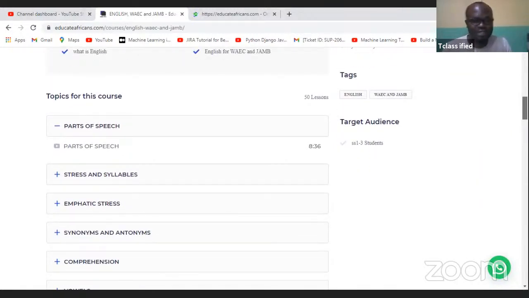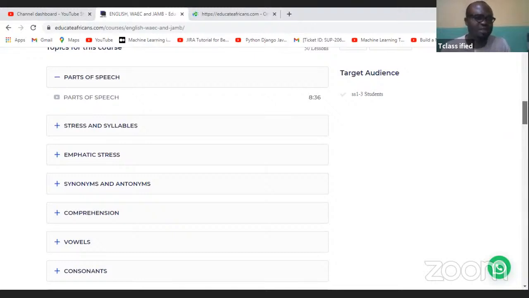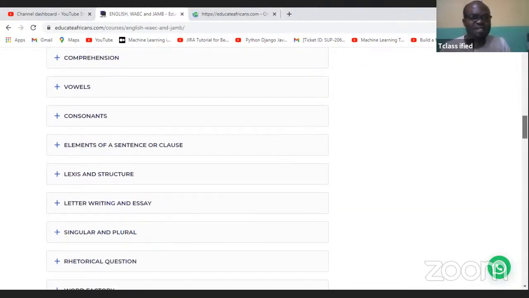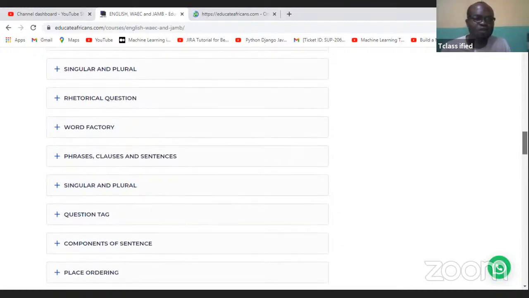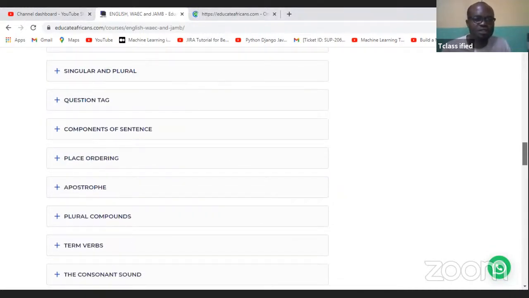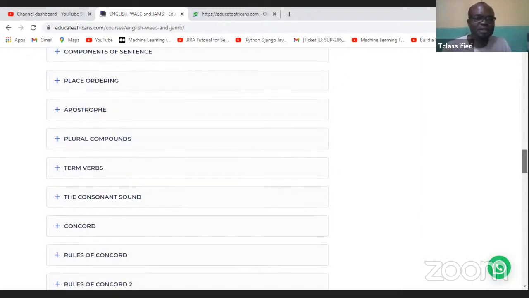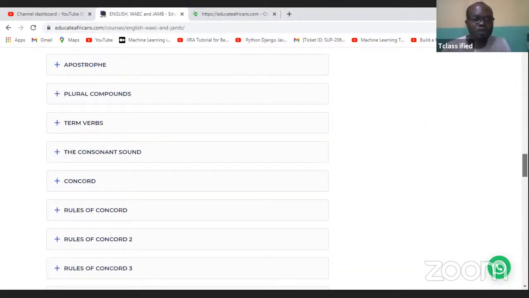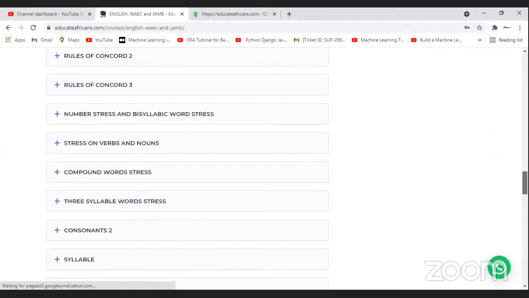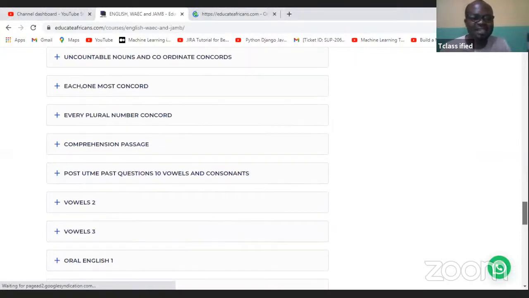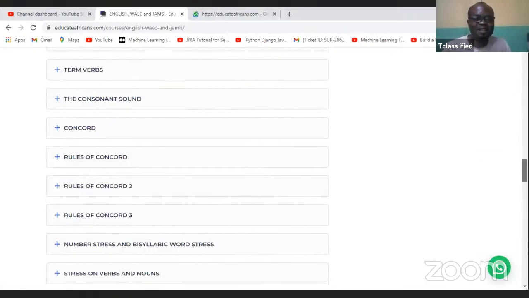Parts of speech, stress and syllables, emphatic stress, synonyms and antonyms, comprehension, vowels, consonants, elements of a sentence or clause, lexis and structure. We even covered that for SSC, where we have letter writing and essay, singular and plural, rhetorical questions, word factory, phrase, clause and sentences, question tags, apostrophe, plural, consonant sound, concord, rules of concord, rule 1, rule 2, rule 3, number stress, stress on verbs, compound words, 3 syllables, and the rest of them. Okay. So there are just too many.